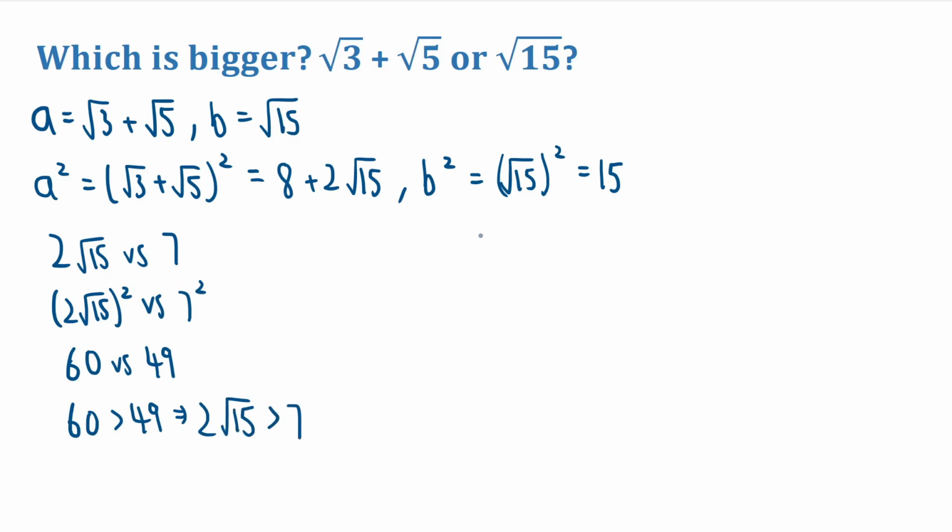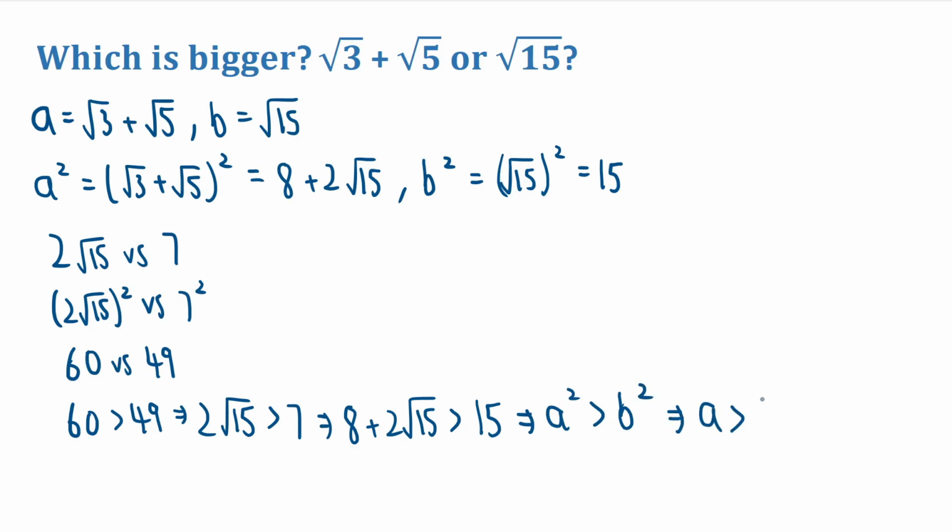So 7 corresponds to 15, and 2 square root of 15 corresponds to the 8 plus 2 square root of 15 in the comparison between a squared and b squared. And since 2 square root of 15 is the greater of the two expressions, we can conclude that 8 plus 2 square root of 15 is greater than 15. So this means a squared is greater than b squared, which implies a is greater than b.